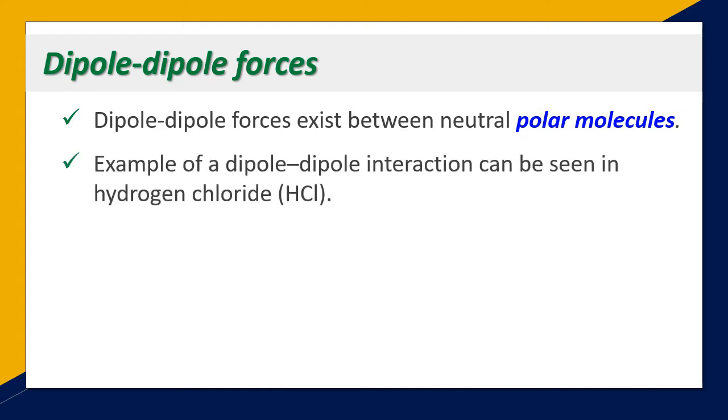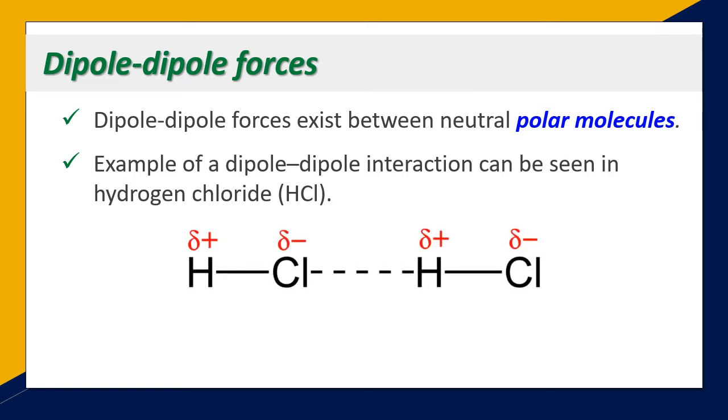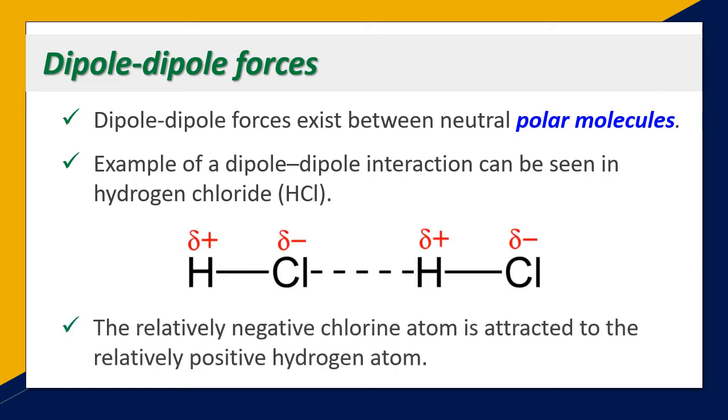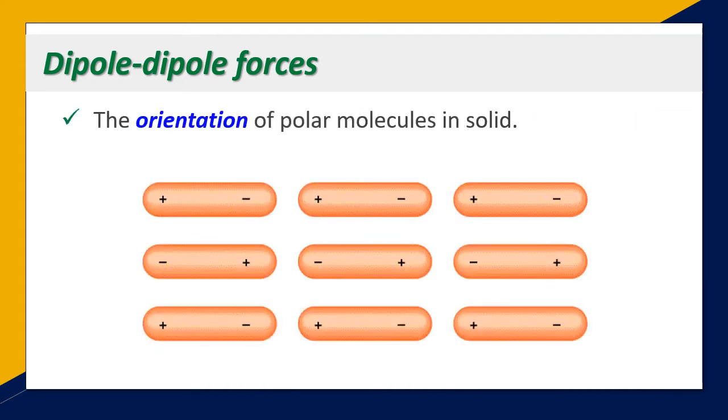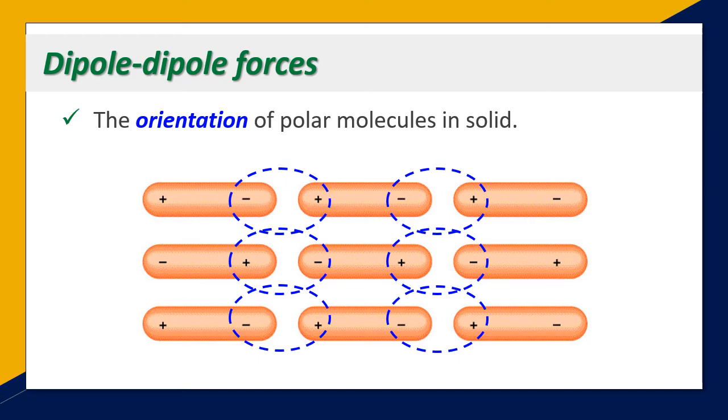Example of a dipole-dipole interaction can be seen in hydrogen chloride. The relatively negative chlorine atom is attracted to the relatively positive hydrogen atom. This diagram shows the orientation of polar molecules in a solid.